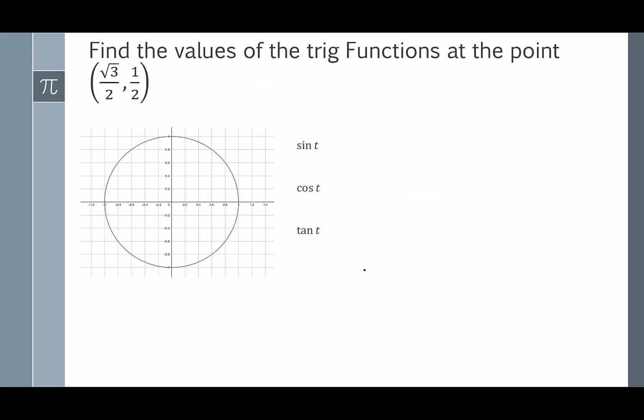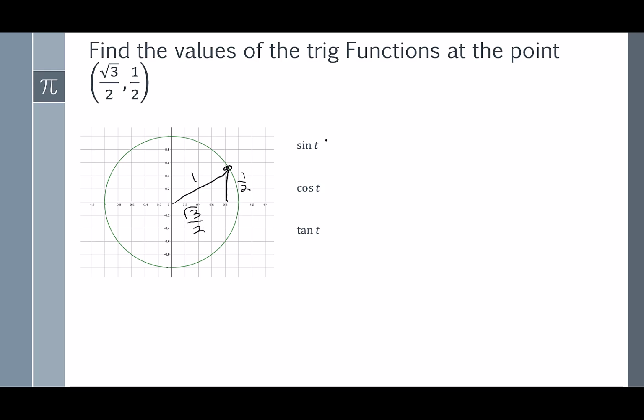Let's practice by finding the values of the trig functions at the point the square root of 3 over 2, 1/2. If it helps, you can estimate the point on the circle and then draw a triangle in to help you find the sine, cosine, and tangent. You know the radius is 1, so that will be our hypotenuse. We know the opposite is 1/2, and we know the adjacent is the square root of 3 over 2.